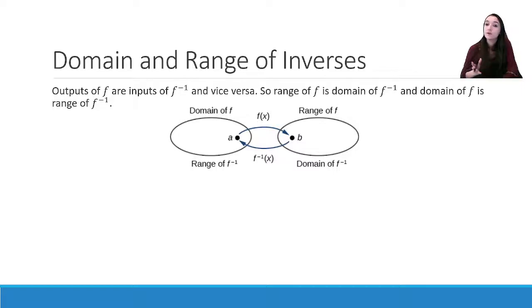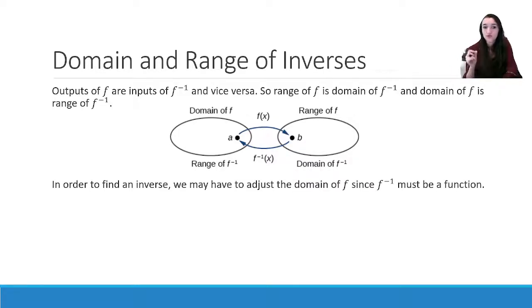All right, what about the domain and range of an inverse? So remember I said that inverse functions, the way they're related to each other is that you're essentially switching the outputs and inputs of the two functions. So the outputs of f are the inputs of f inverse and vice versa. So the range of f is the domain of f inverse, and the domain of f is the range of f inverse. So we just switch them around. We just take our domain and our range and we flip-flop them between the two functions.